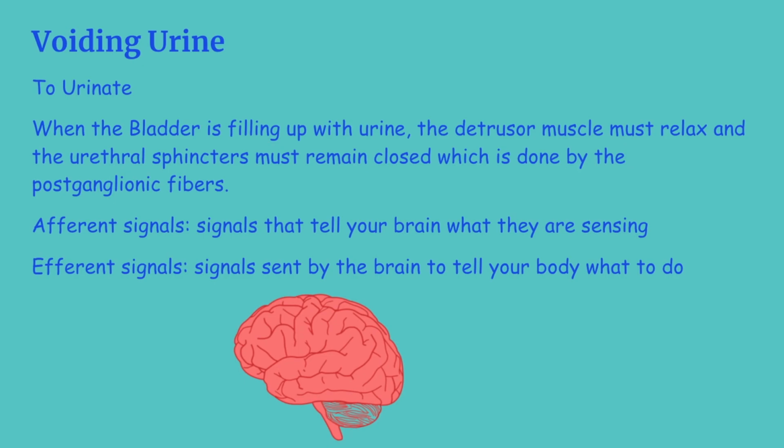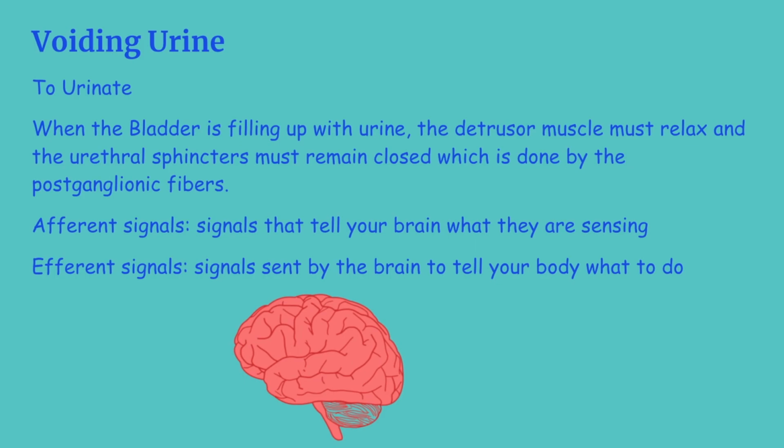Now let's talk about voiding urine, and that's basically a fancy way to say to urinate. When the bladder is filling up with urine, the detrusor muscle must relax and the urethral sphincters must remain closed, which is done by the postganglionic fibers. Now, I just said a lot of medical jargon and you must be confused.